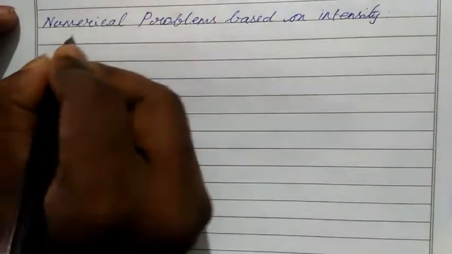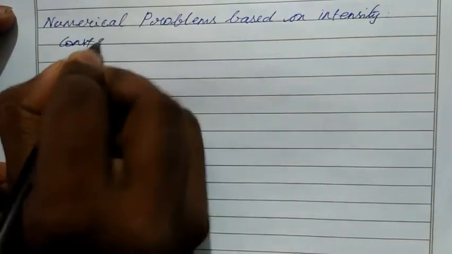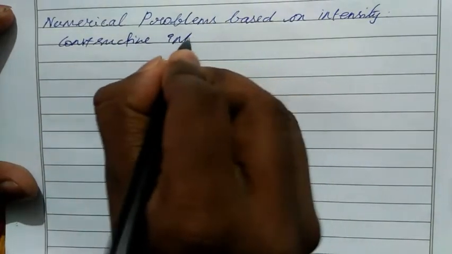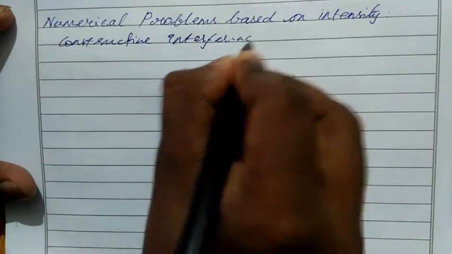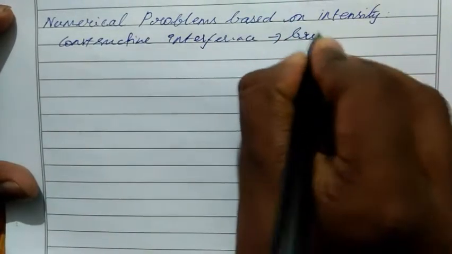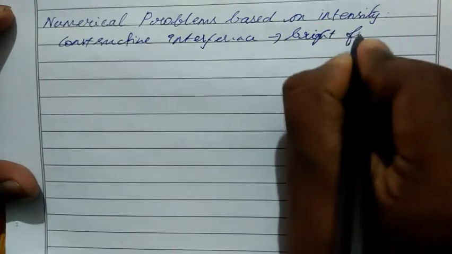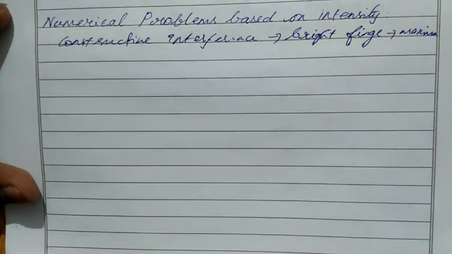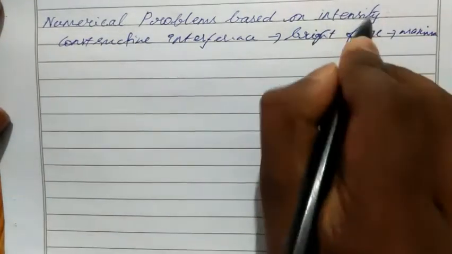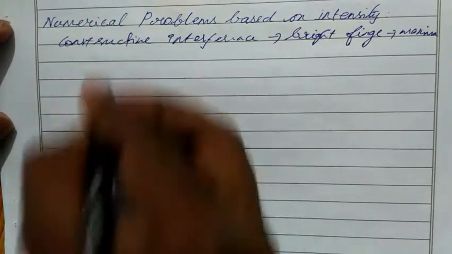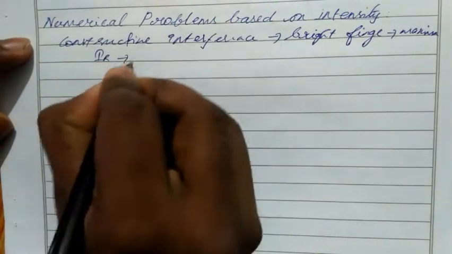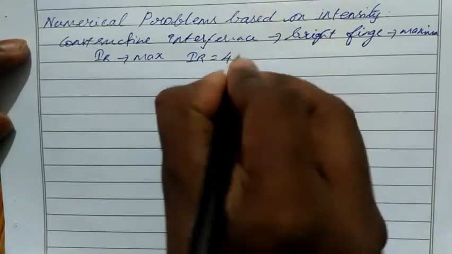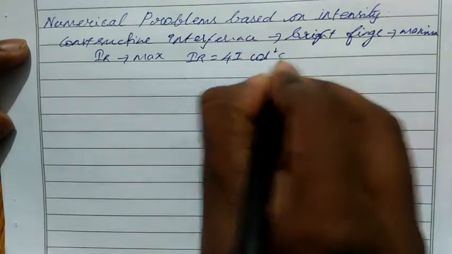So we know in constructive interference we have bright fringe, or we can say it as maxima. Now what is the intensity value of maxima? IR maxima, we have this formula IR equal to 4I cos square phi by 2.